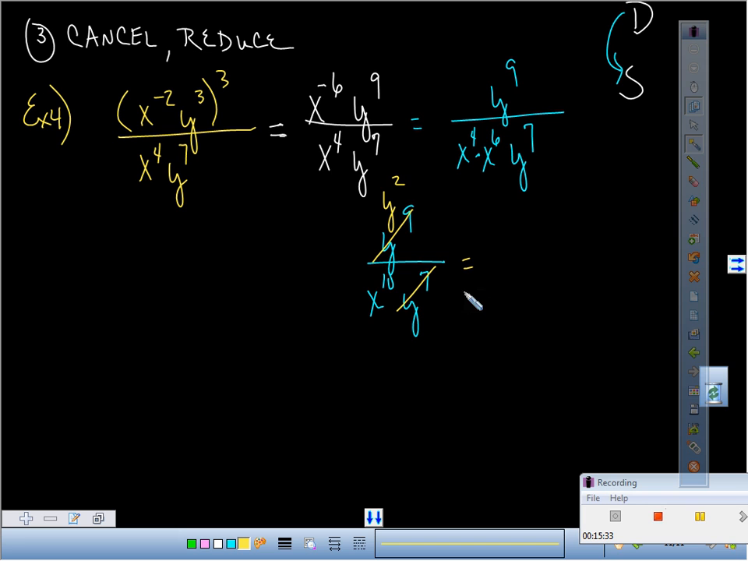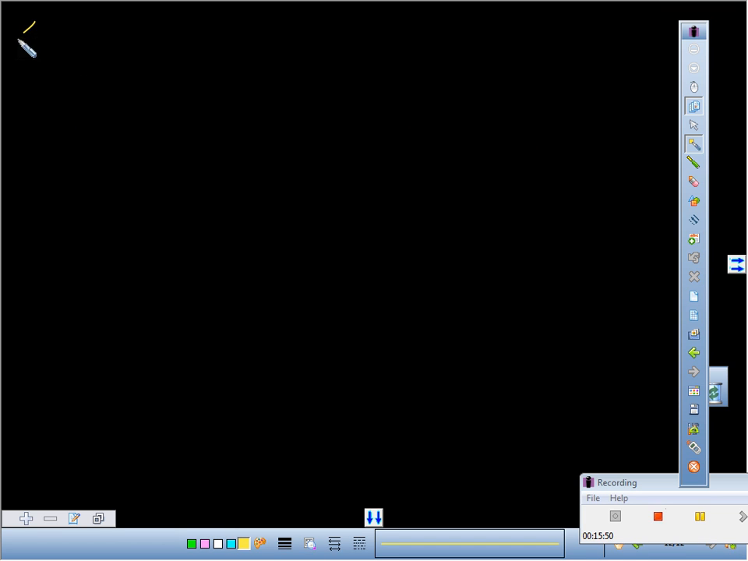Now, what's the only thing left on the top? Y squared. And what's left on the bottom? Perfect. And that's my answer. Okay? Anybody got a question? All right. So let's move on to 5.2.